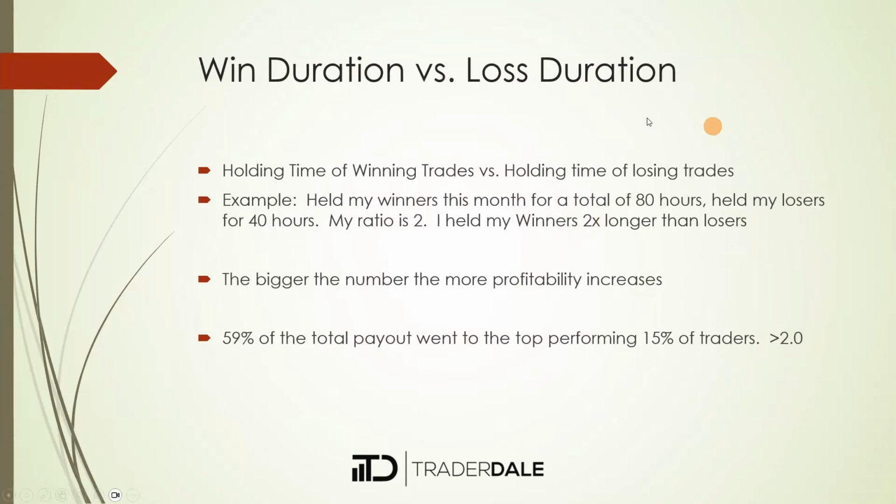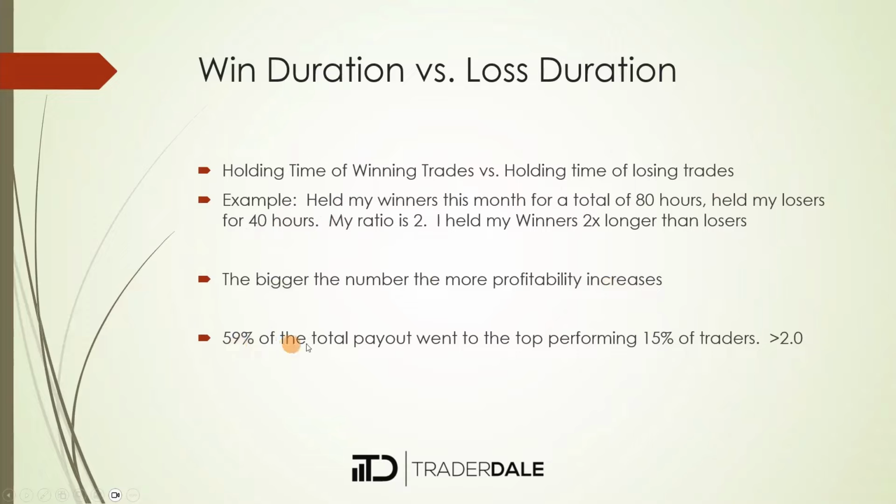So win duration versus loss duration. All right. So it's your holding time of winning trades versus your holding time of losing trades. That's all you're really looking at. So, for example, I held my winners for a total of 80 hours and held my losers for 40 hours. Most of your platforms are going to give you that. And so that means your ratio is 2. So I held my winners 2 times longer than losers. The bigger the number, obviously, the more profitability increases.